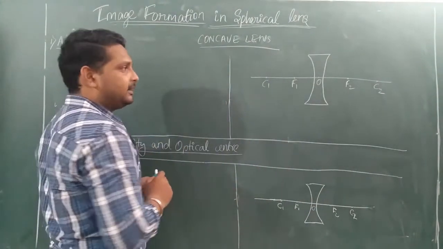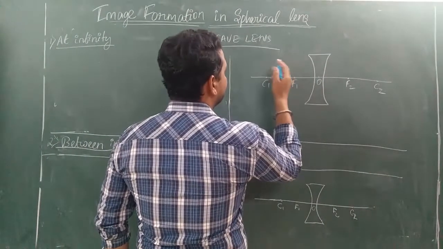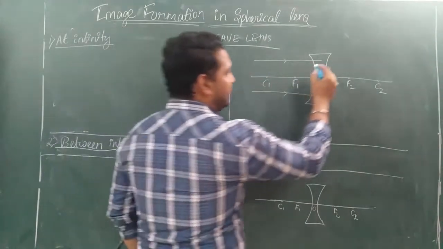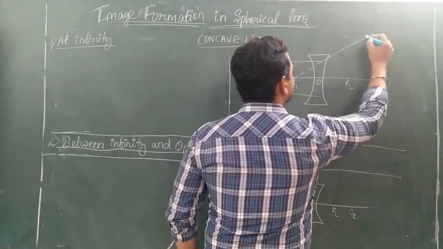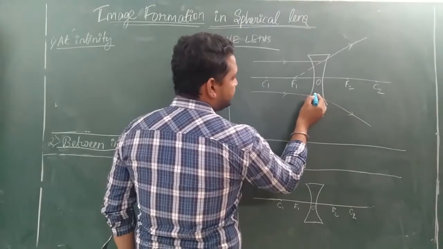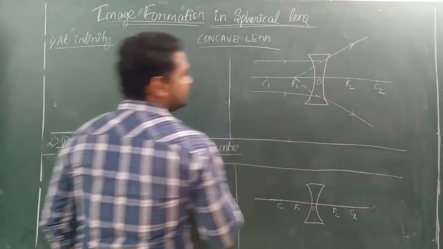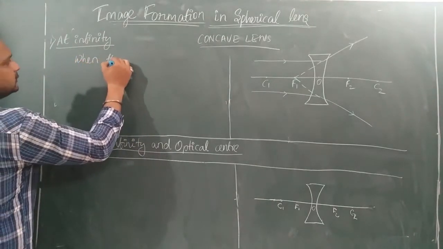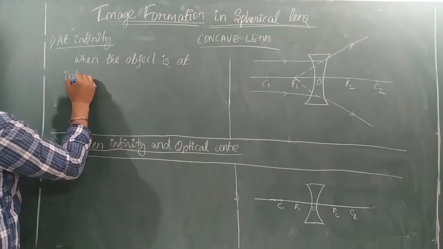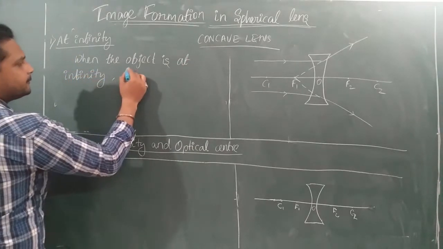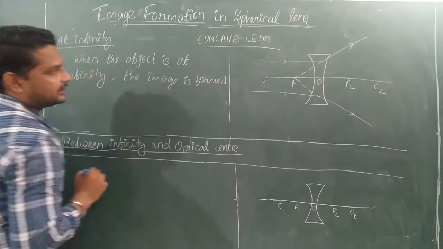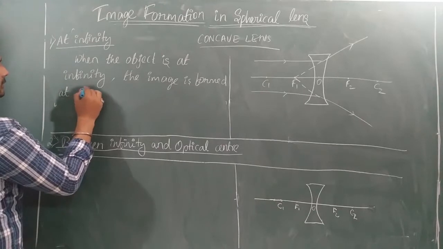First, when the object is at infinity, since the object is at infinity, the light rays coming from infinity will be parallel, and we know that for a concave lens, a parallel incident ray emerges such that it appears to be coming from the focus, right? So these rays are not going to intersect, but if you produce them backward, they intersect at F1. So in this case, we can say when the object is at infinity, the image is formed at F1.